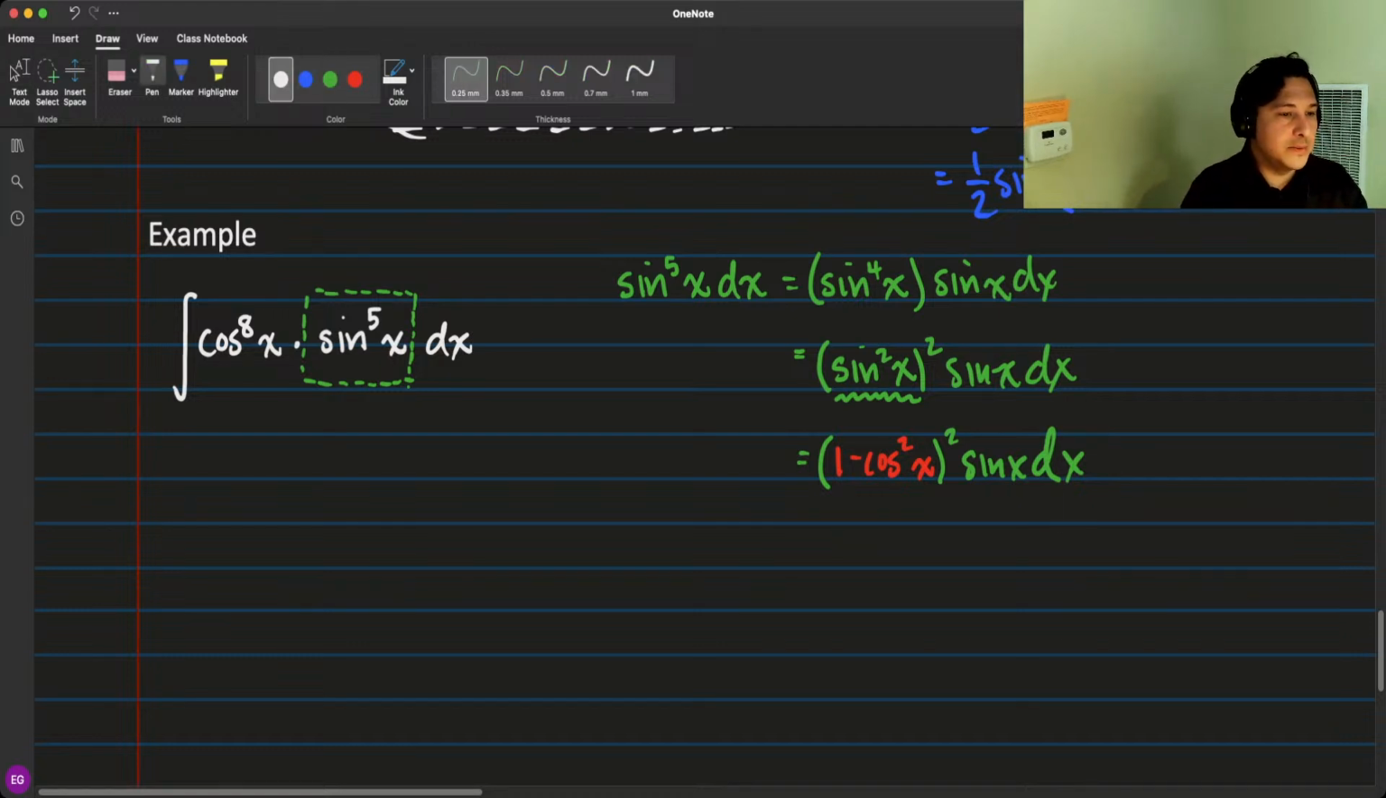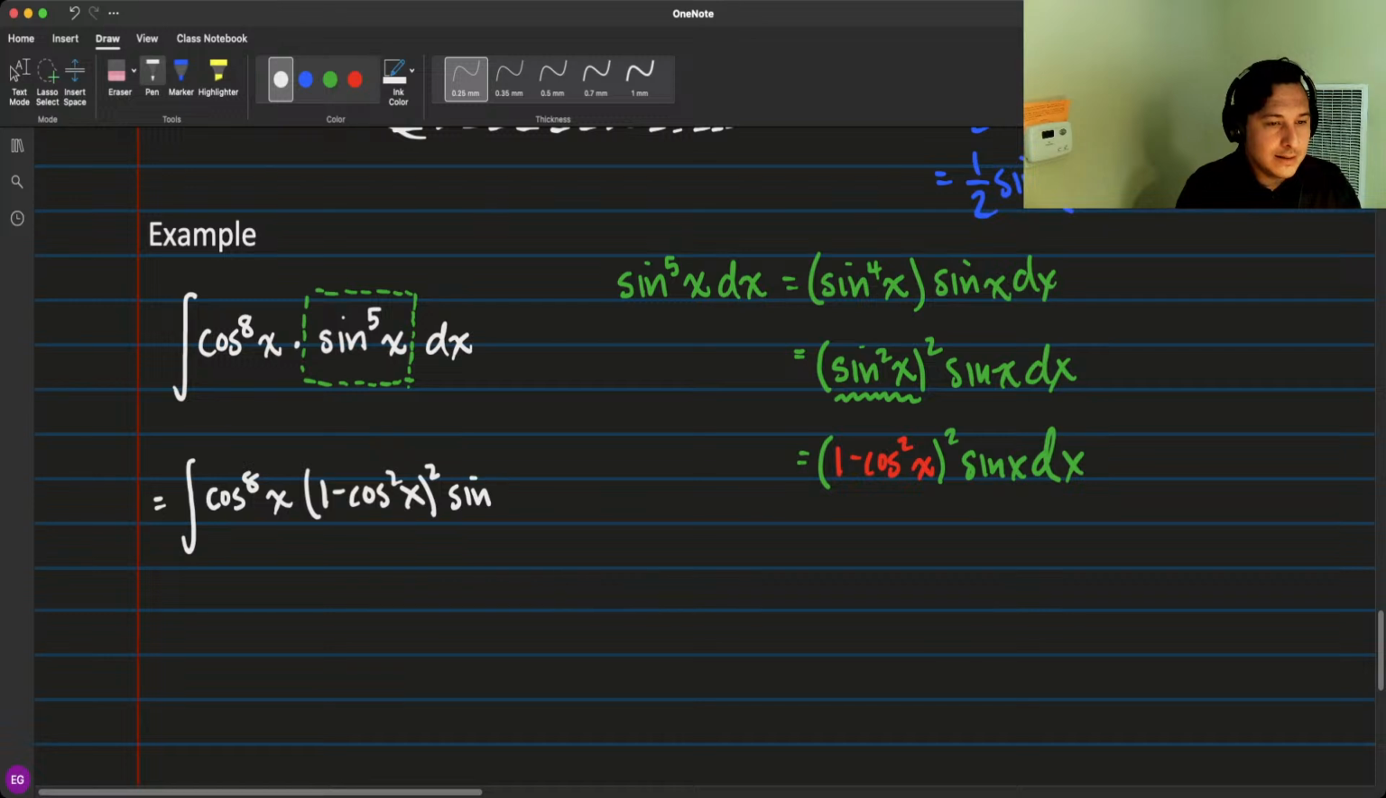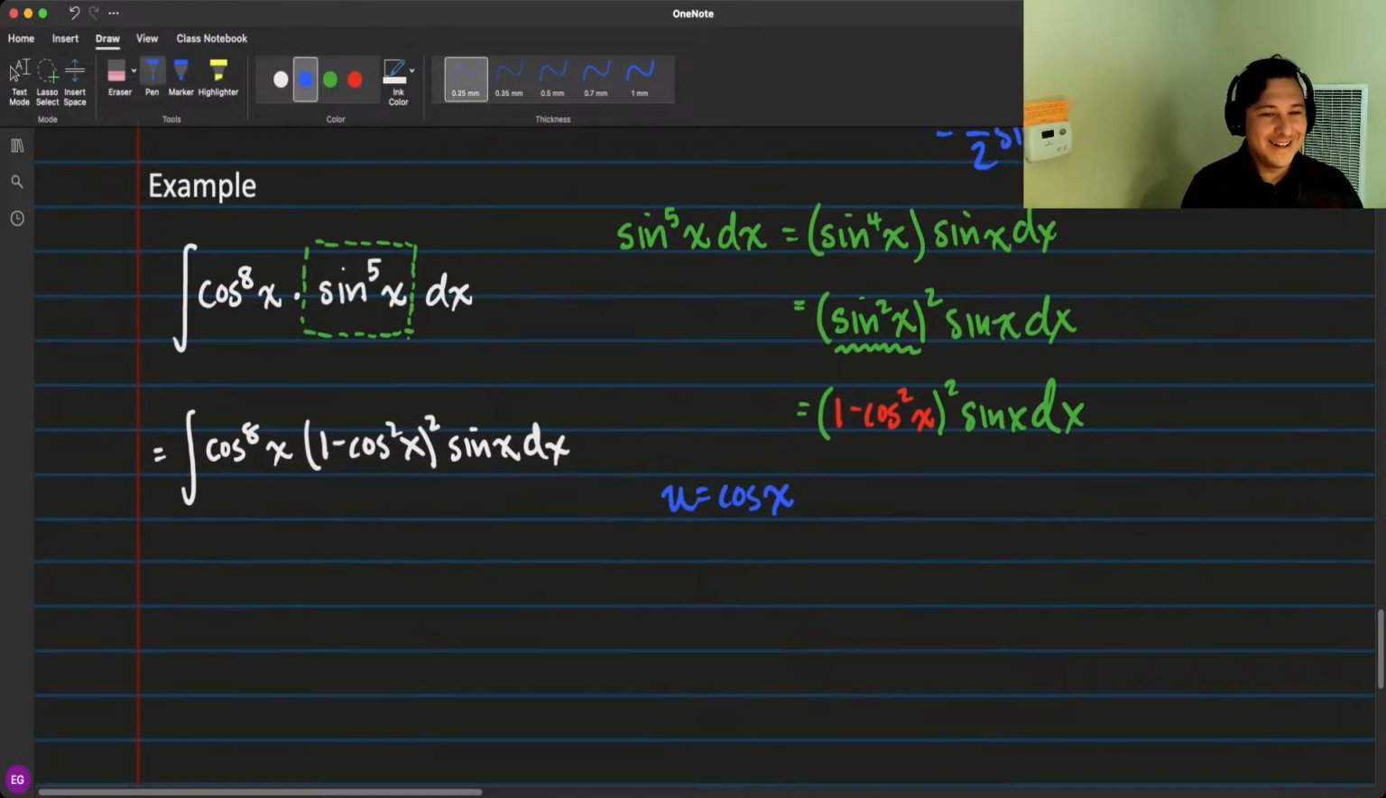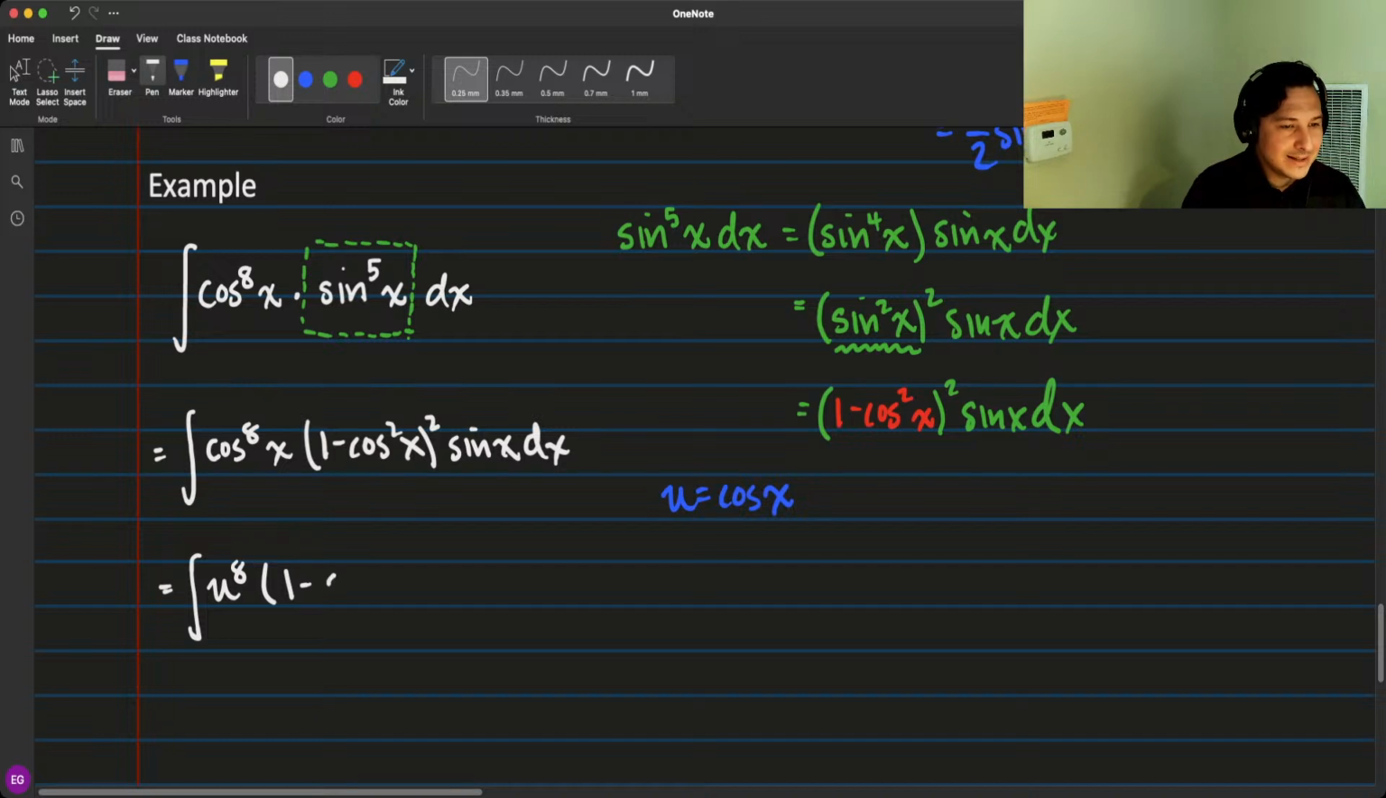Okay, so let's rewrite this. We've got the antiderivative of cosine to the 8th x multiplied by 1 minus cosine squared x, squared, times sine x dx. And now I can finally make my u substitution. Let u equal cosine. Let's do those replacements now. I get the antiderivative of u to the 8th times 1 minus u squared, all squared.